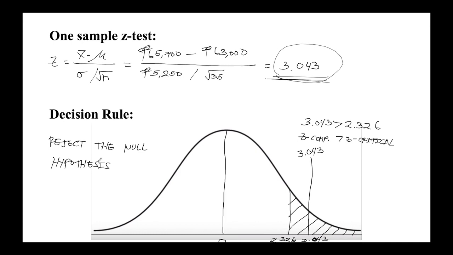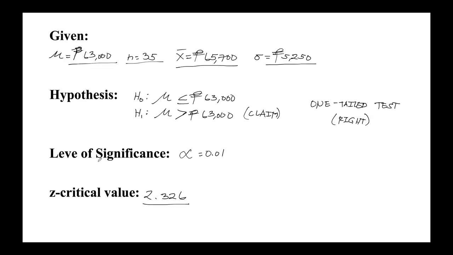And kung babalikan natin yung ating hypothesis dito, this will be rejected. Meaning to say, tama yung claim natin. Tama yung claim natin na yung mu or the salary of the deans are greater than 63,000.